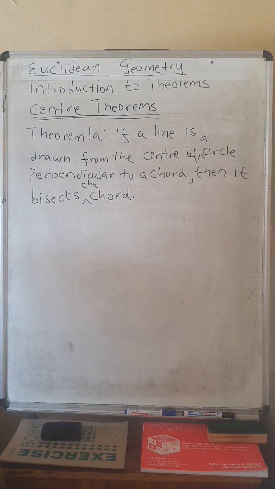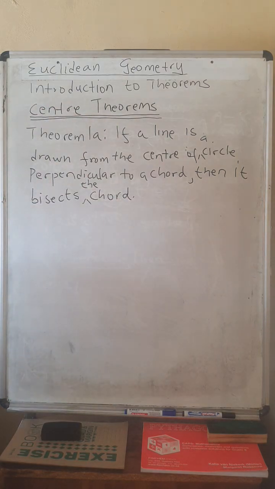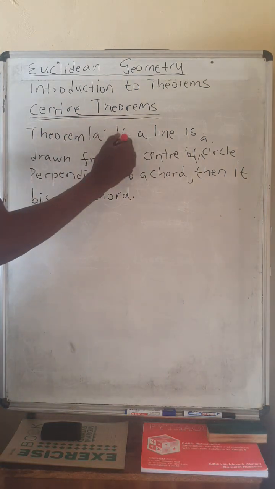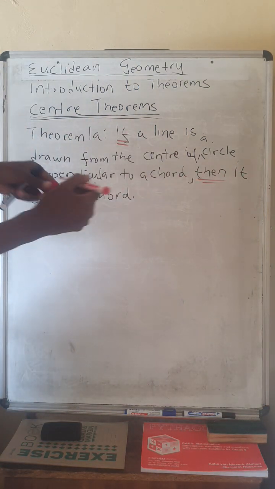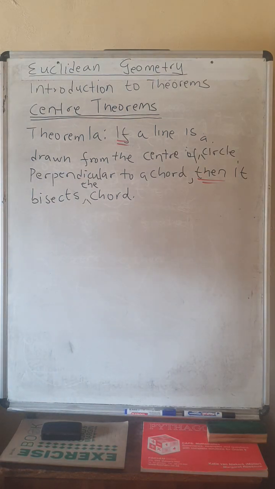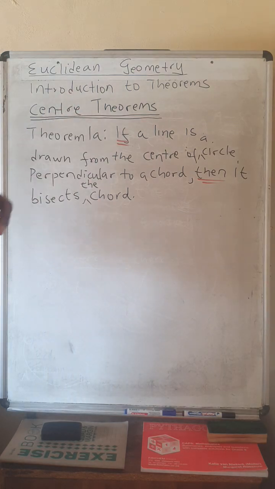If you look at this statement, you can see this is a conditional statement. It consists of if and then. Remember I said a conditional statement is a statement that consists of what? Of if and then. It's in the form if-then, where the if part always represents the condition, and the then part represents what? The conclusion. So the theorem is telling you what the condition must be and what the conclusion must be.